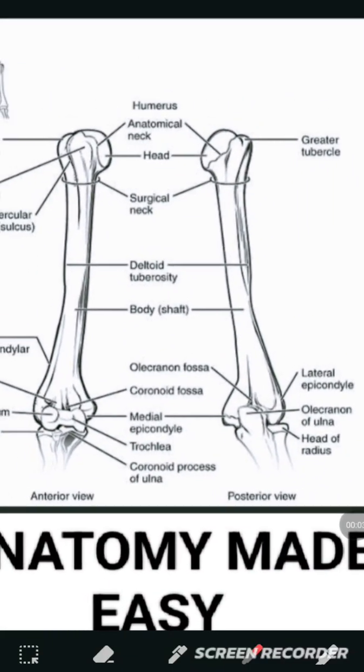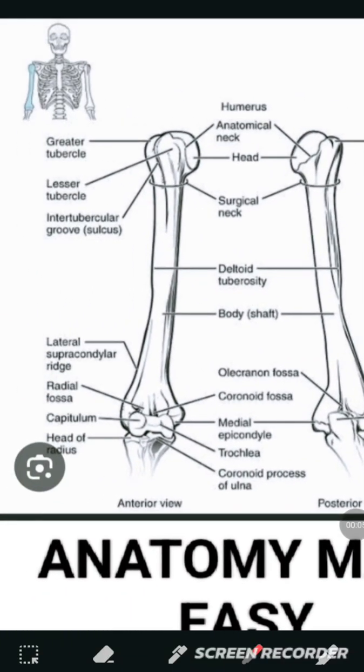Let's make the anatomy easy. Today we will discuss the upper limb main bone, which is called the humerus bone. Today we will discuss in detail the anatomy of the humerus bone.